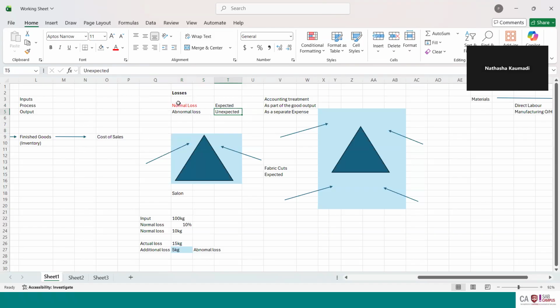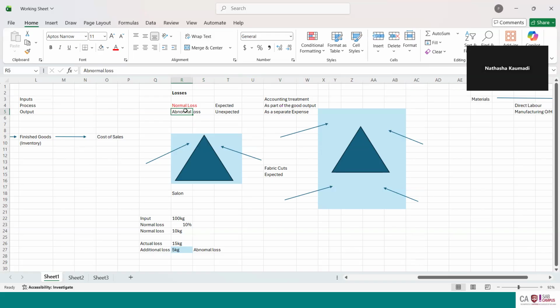And I told you, normal loss, that cost of the normal loss, we always treat as a part of the good output. If we are manufacturing t-shirts, we take that normal loss cost as part of the t-shirts because it's very normal. Anyway, we have to incur those losses. It's expected. But when it comes to abnormal losses, we are not putting that cost of the abnormal loss into the t-shirt cost.